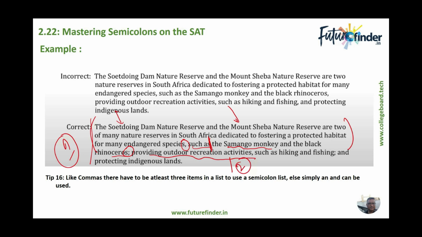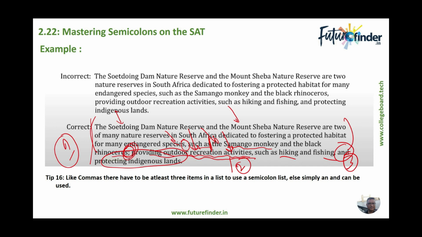List number 2, major group out here. So obviously a semicolon out here. And then what is the minor group? What is the minor group in the recreational activities, such as hiking and fishing? And again a major group, right? Protecting land, the indigenous land. So 3 major groups and lots and lots of things inside these.